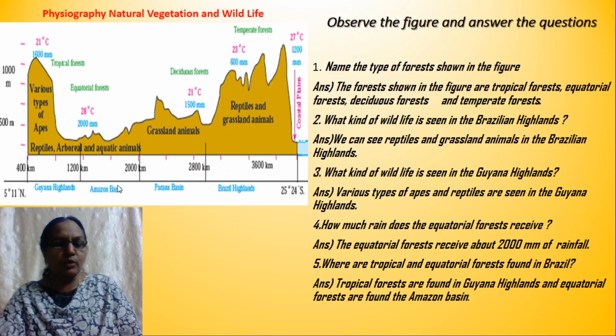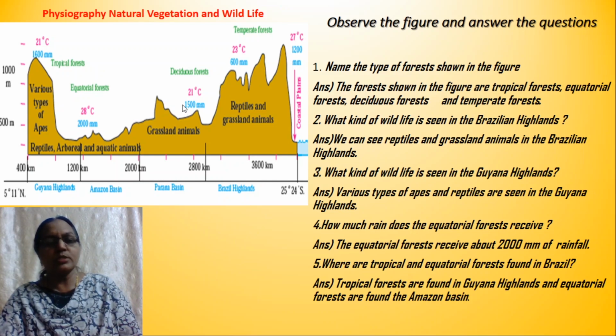Let's move over to the Amazon basin. Here we have this region receiving about 2,000 millimeters of rainfall and a temperature of 28 degrees centigrade. Here in the Amazon basin, the forests are of equatorial type. The third physiographic division here is the Parana basin, where we have grassland animals. The temperature here is 21 degrees centigrade and a rainfall of 1,500 millimeters. Deciduous forests grow in this region.